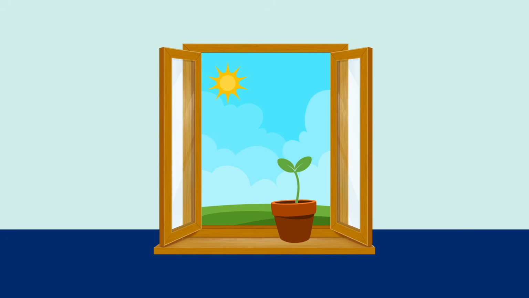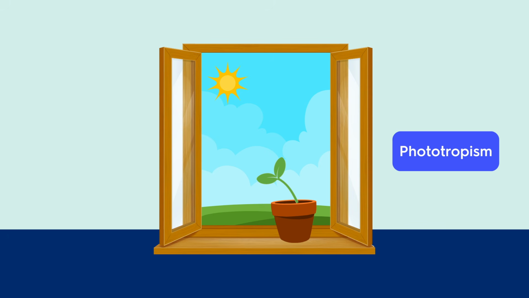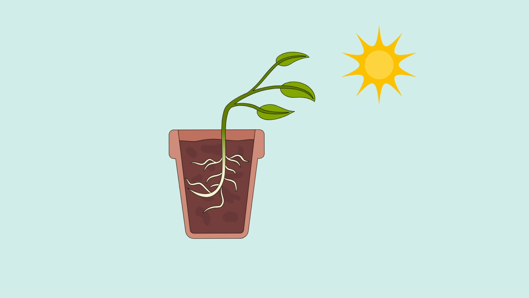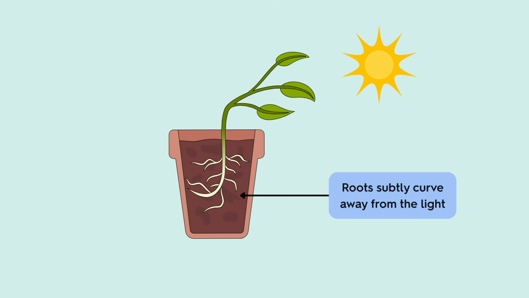Place a plant near a light source and watch over time. The shoot bends toward the light because the stimulus is light. This is called phototropism. But plants don't always grow toward a stimulus. Roots often respond differently. They may grow away from light. That's still tropism because it's a directional turning response, just in the opposite direction.